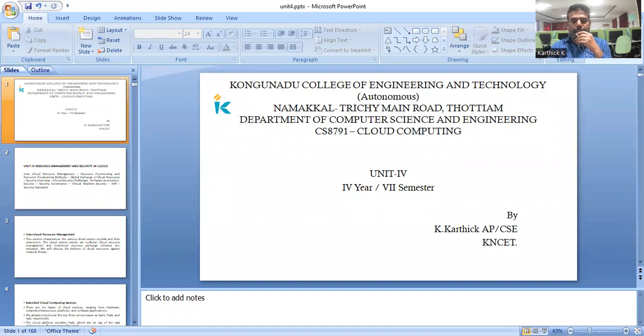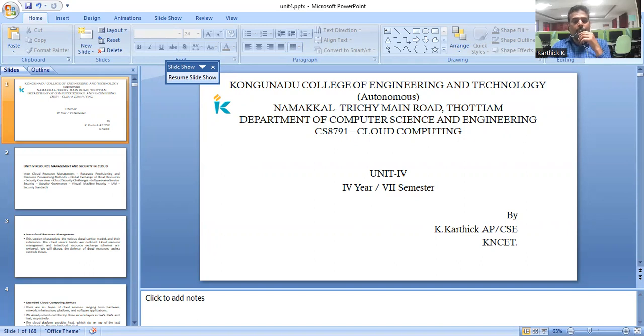We are seeing the fourth unit in cloud computing, CS8791, in the fourth year, seventh semester. Fourth unit: resource management and security in cloud computing. In this unit, we are going to see how resources are managed in cloud computing, and for that, what patterns or techniques are used, and resource provisioning and resource provisioning methods.